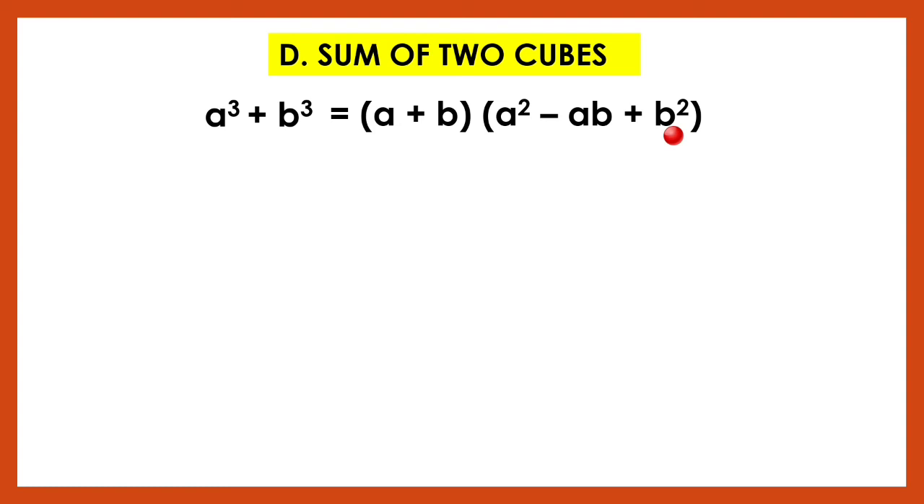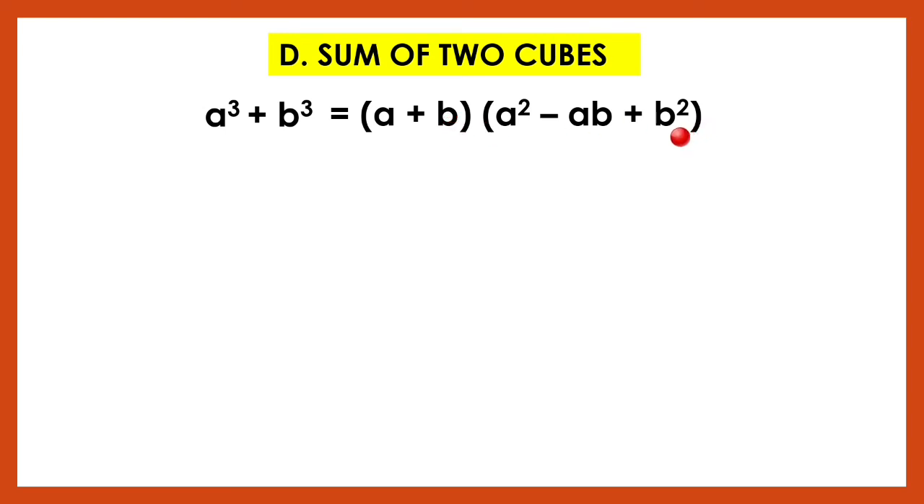Paano nangyari yon? So, una, kukunin yung cube root ng a cube, that is a. Cube root ng b cube, that is b. Kung ang sign niya ay positive or sum, so sum din naman yung mauuna natin. And then, yung a square natin, a squared. Kung sum ito, ang next term natin is minus naman. So, a times b is ab. And then, yung b square natin, b squared.